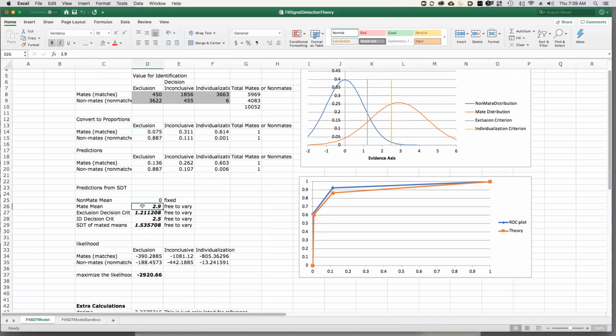So if I change this from 2.9, for example, to 2.97, or let's do like 3.2, then this number here will get closer to 0.